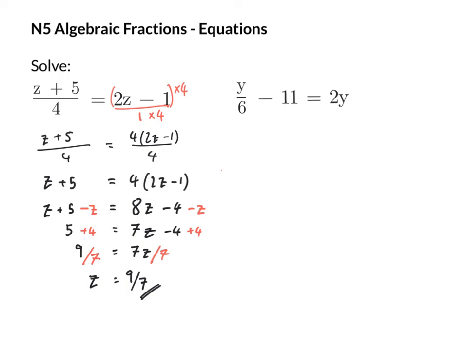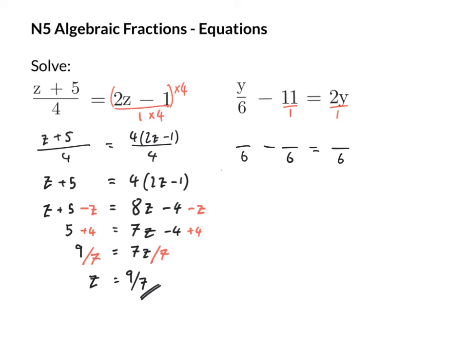Final one. So again, I can put in these implied ones. I've got y over 6 minus 11 equals 2y. Well, I can write my 11 as 11 over 1, and my 2y as 2y over 1. Hopefully you've spotted what I'm going to make my denominators here. I'm going to make them all 6.